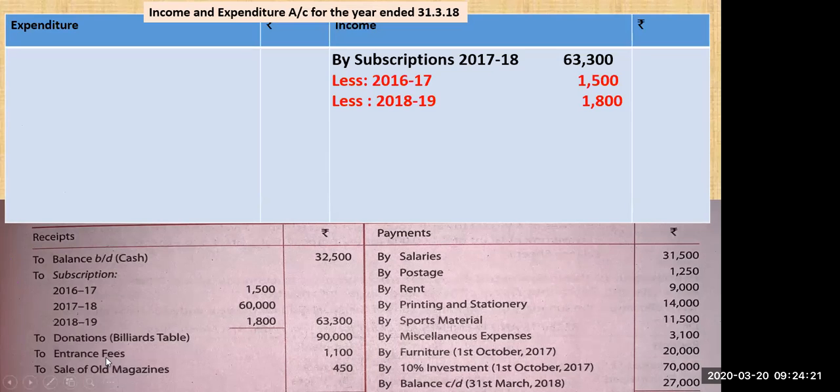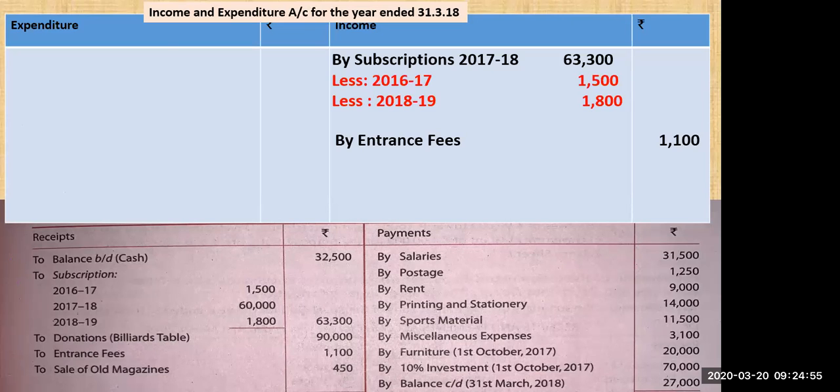Then entrance fees. Income. So by entrance fee 1,100. I have left one line for adjustment because there is one regarding adjustment. So leave one line, then write by entrance fee 1,100. Then sale of old... Here we won't show donations, specific donations. Specific donations are given for billiard table only. So it will be your liability. When you buy the billiard table, you will pay the amount from this.